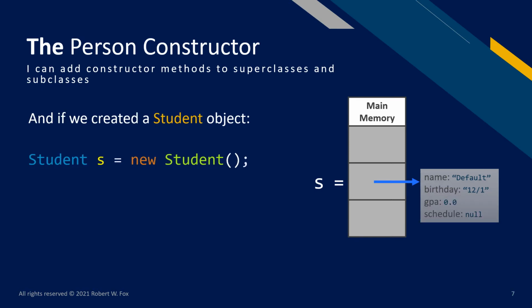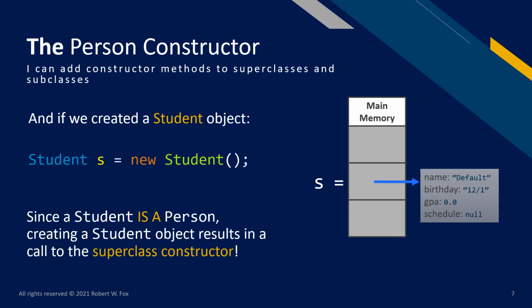Creating this constructor in the superclass has an effect on the subclass. So on this slide, I make a new student object called S. And since a student is a person, creating a student object results in a call to the superclass constructor, because when I make a new student, I'm also making a new person. So you can see that when I make the student, it actually sets the name and birthday to the default values, again, because the superclass constructor is automatically called.